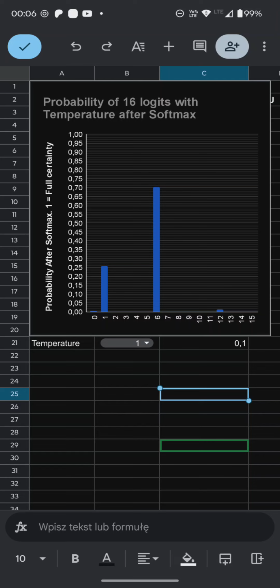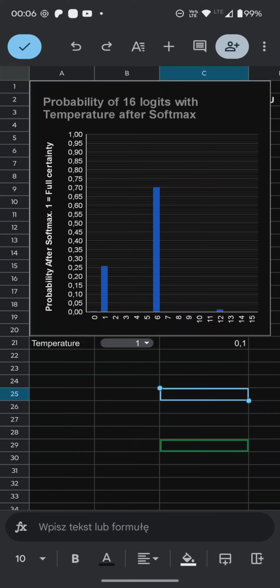I prepared a step-by-step explanation of how LLMs at the end give values to logits and temperature and softmax function. I did it in Google Sheets and I can easily make it accessible to everyone, but I want to show you the last figure here.